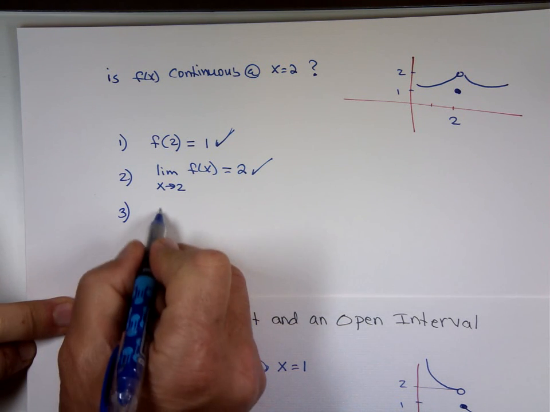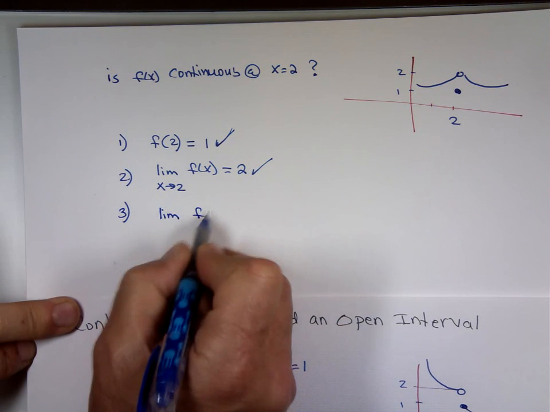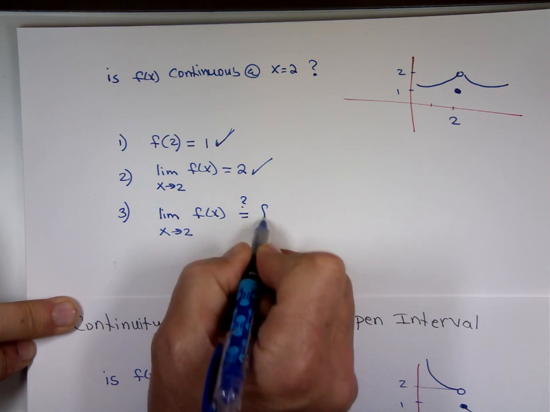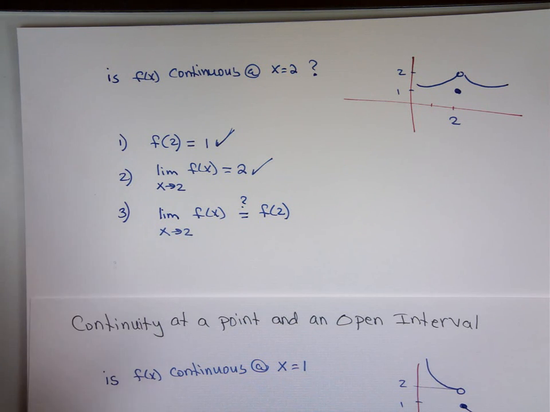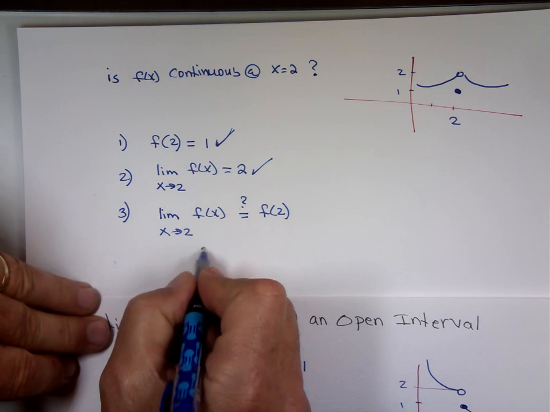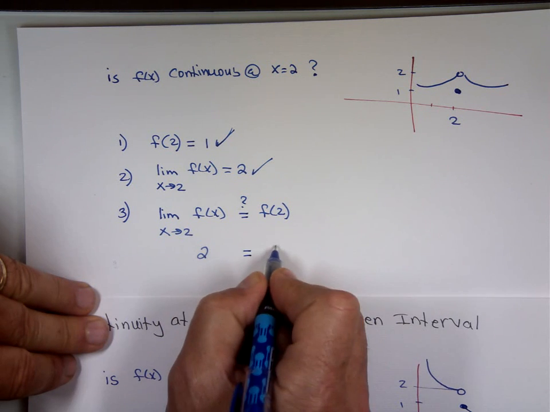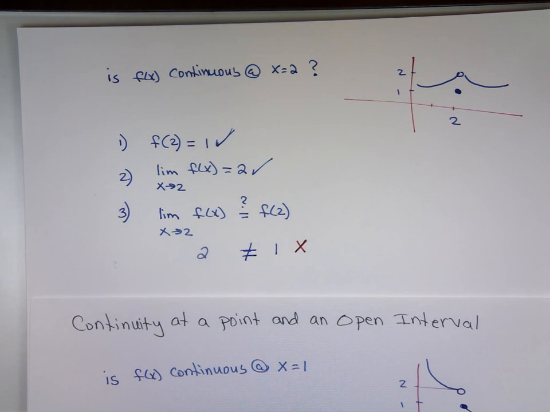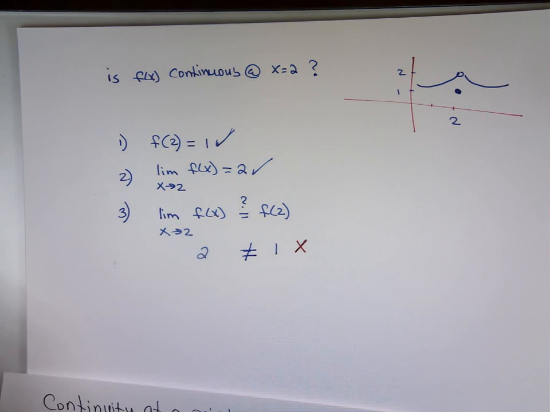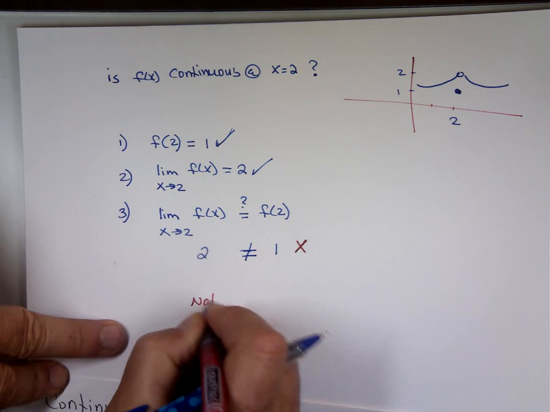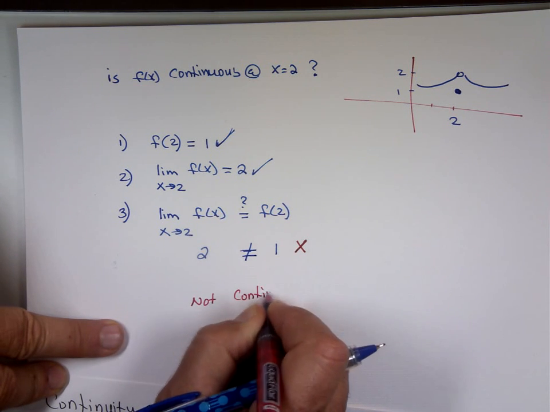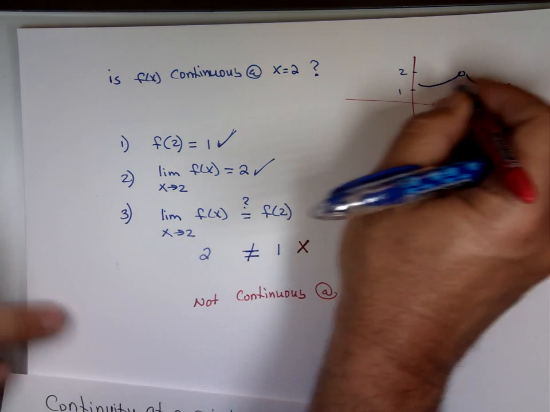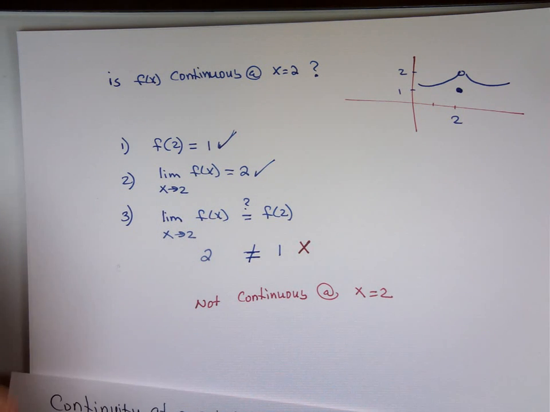Condition number 3. Take the limit of f of x as x approaches 2. Does that equal, question mark, f of 2? If the answer is yes, the function is continuous. What's your limit? 2. What's the value of the function? 1. Are they equal? No, this test failed. So is the function continuous? No. It's continuous at every point before, every point after, but not at that point.